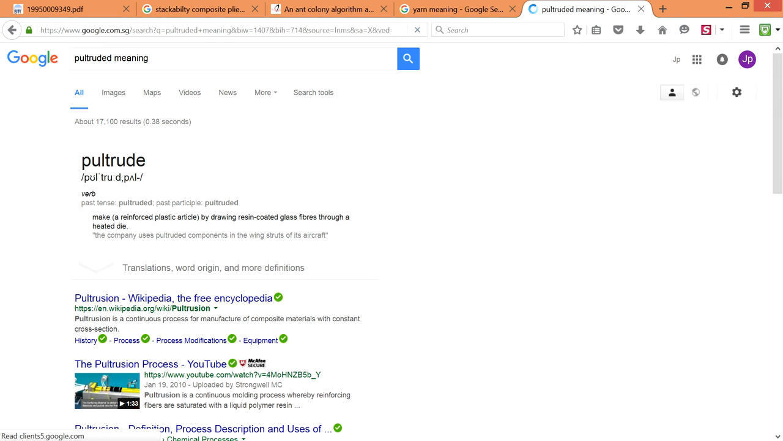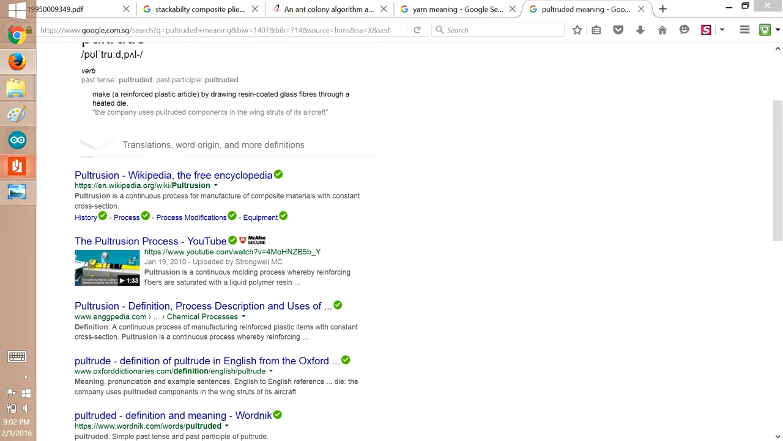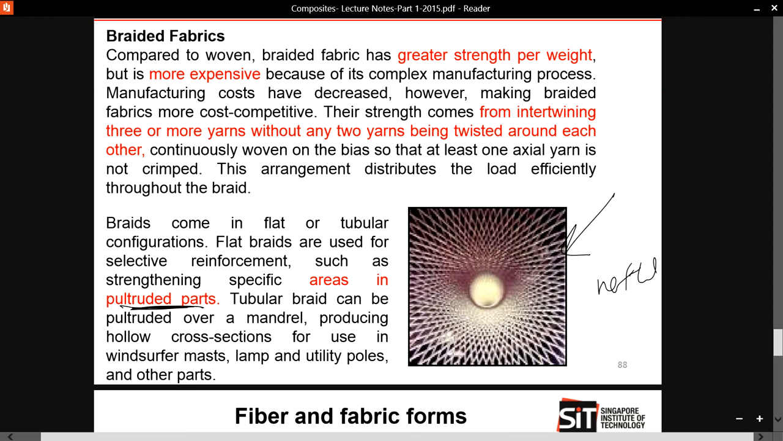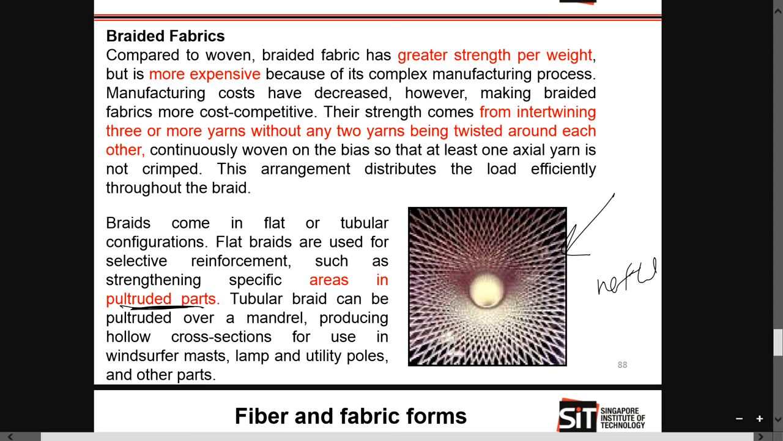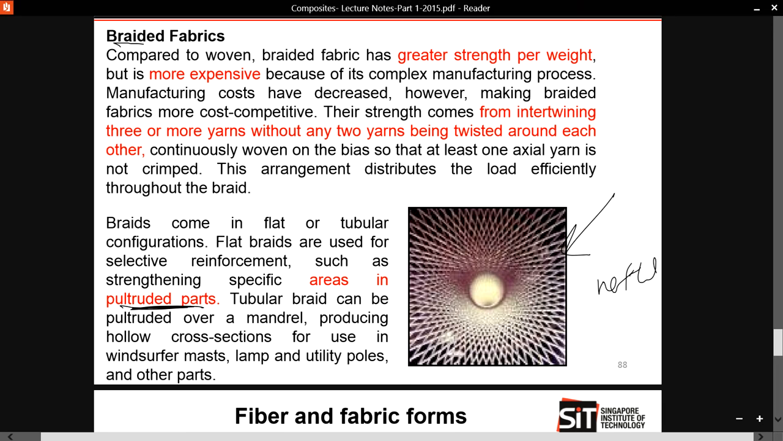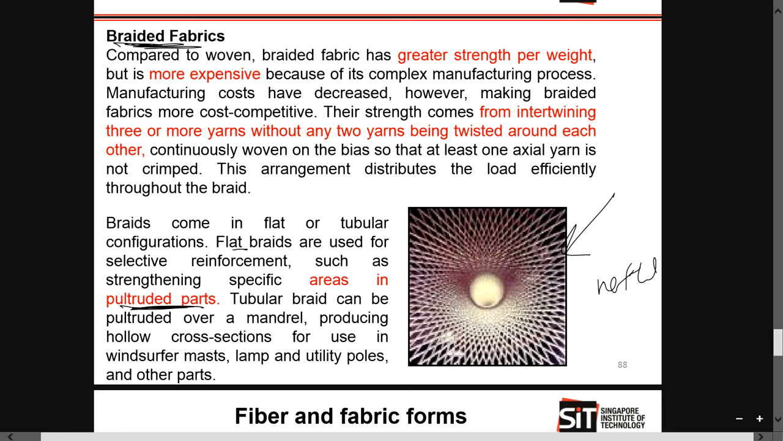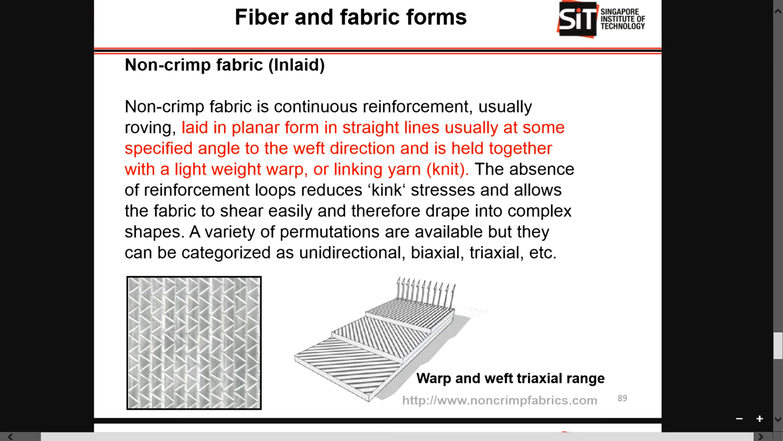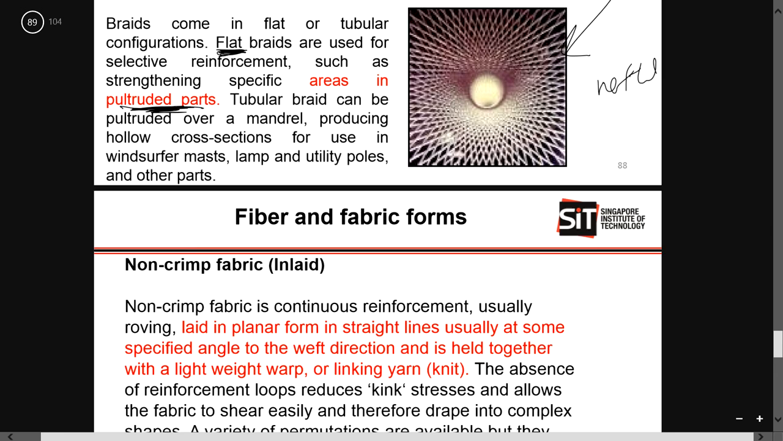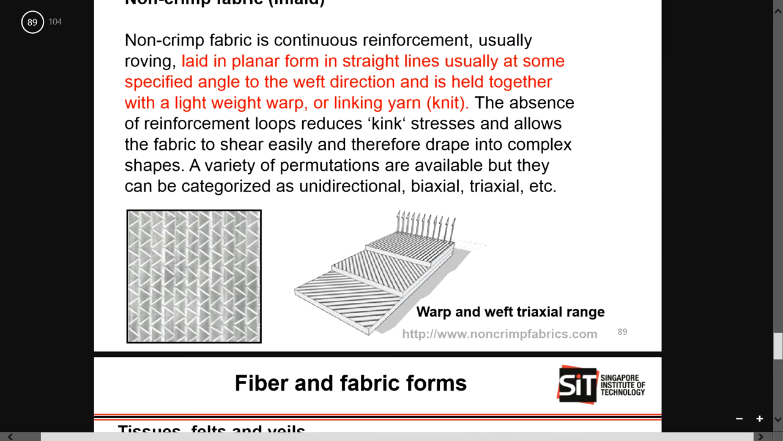This is what it says lah. Protrusion is a continuous process with constant cross section, so it's trying to manufacture a constant cross section. This is applied when your braided fabric is a flat one. If it's flat, then you use it for this type of purpose. And the last one is a non-crimp fabric.